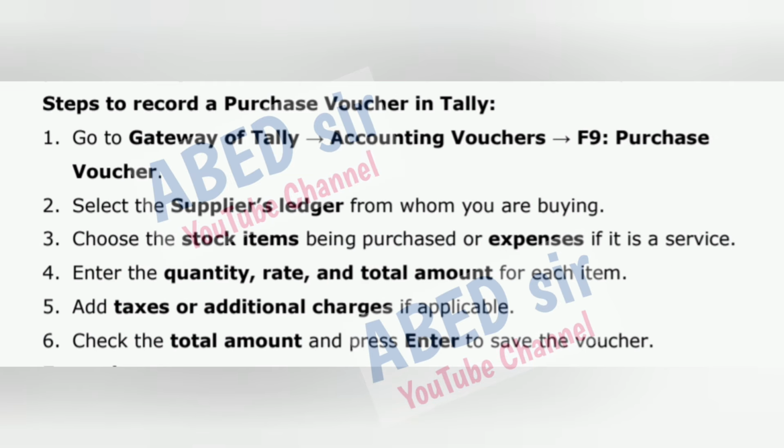Steps to record a purchase voucher in Tally. 1. Go to Gateway of Tally, Accounting Vouchers, F9 Purchase Voucher. 2. Select the supplier's ledger from whom you are buying. 3. Choose the stock items being purchased, or expenses if it is a service. 4. Enter the quantity, rate, and total amount for each item.